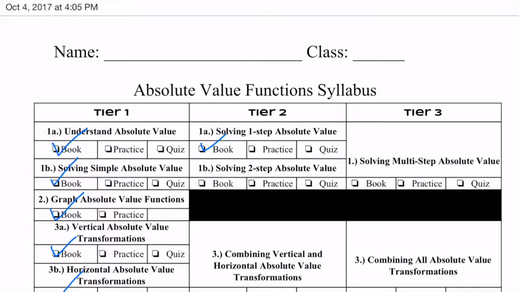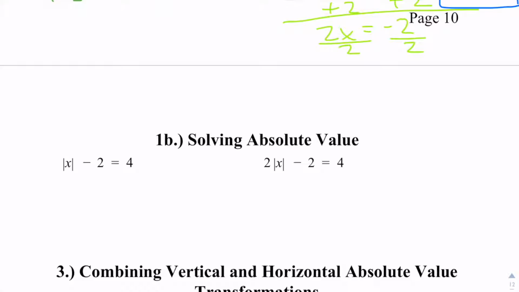Hello, Algebra 2 students. We're back in Absolute Value Function Syllabus, Unit 3. We're going to do Lesson 1b, solving two-step absolute values. We're going to check off our booklet here. Here we are at 1b.